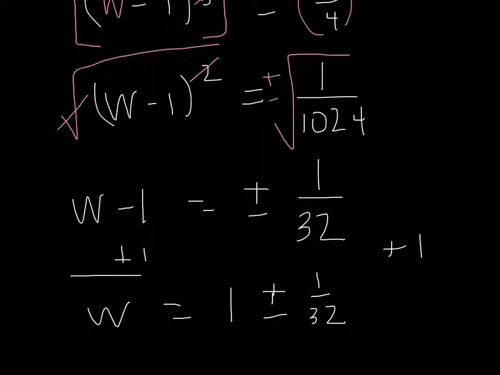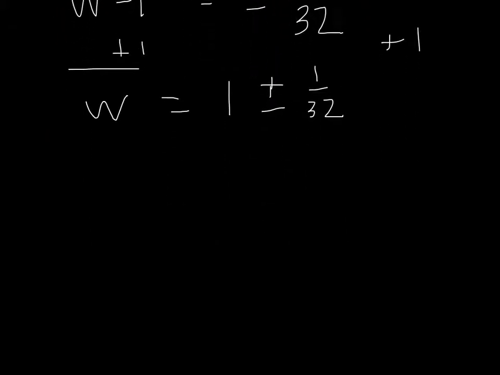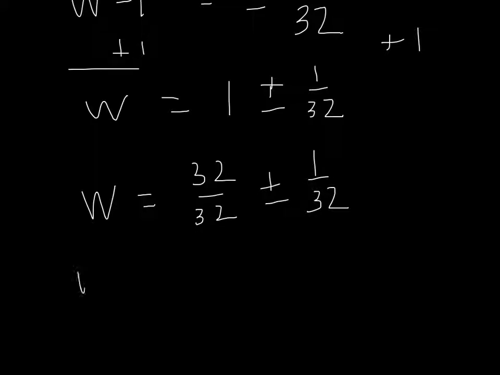But there's no variables involved here, so I really need to go ahead and finish this problem because 1 and 1 over 32 can be added. So what I'm going to do is change the 1 into a 32 over 32. And then I'll do these problems separately. So the first one is 32 plus 1 all over 32. So that is 33 over 32.